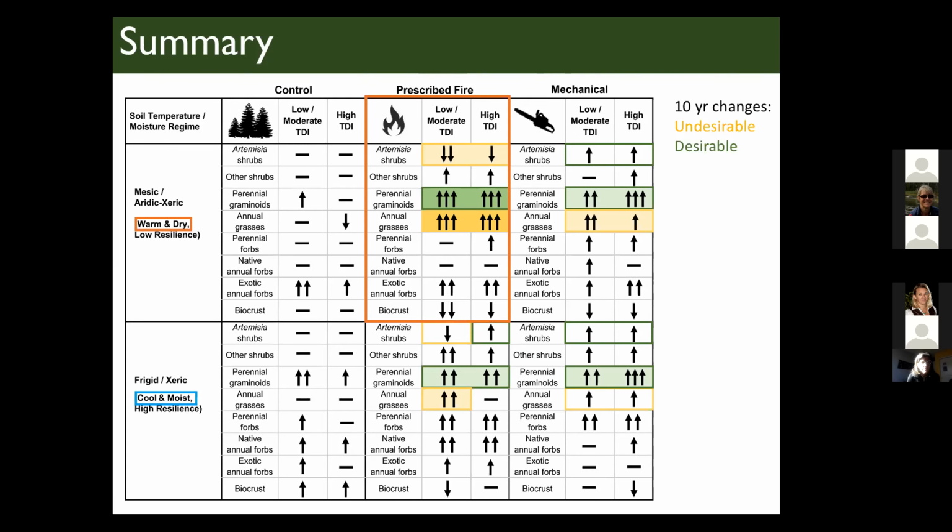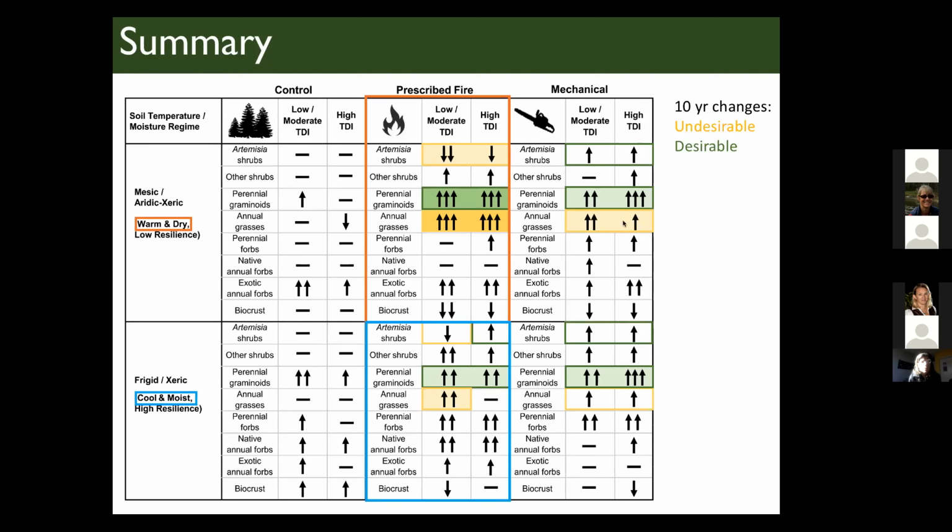So first of all, let's start off with the prescribed fire effects on warm and dry sites. And this will just repeat what we saw before. So we saw that prescribed fire had a negative effect on Artemisia, a positive effect on perennial graminoids, but unfortunately came at the cost of those invasive annual grasses increasing. So if we compare that to the mechanical treatment at the warm and dry sites, we can see that the mechanical treatments had less severe effects. We actually have an increase in Artemisia shrubs, which is great. We still have that increase in perennial graminoids, although less so, and less of an increase in annual grasses.